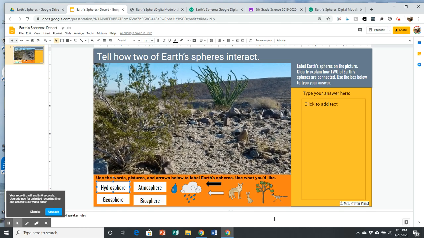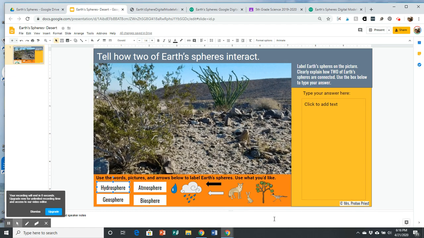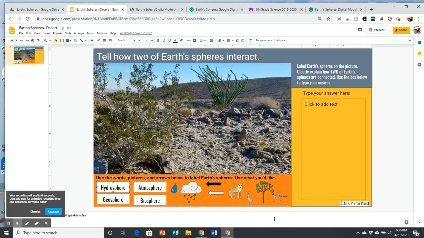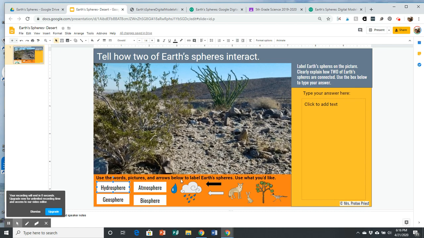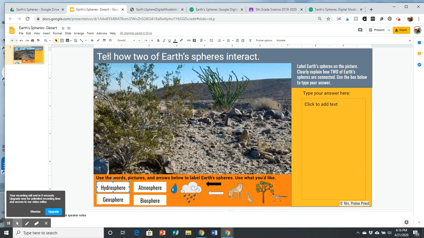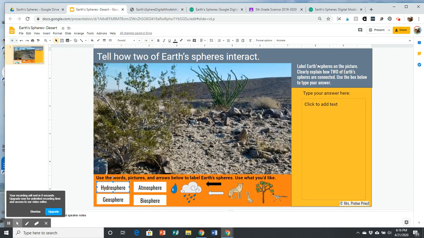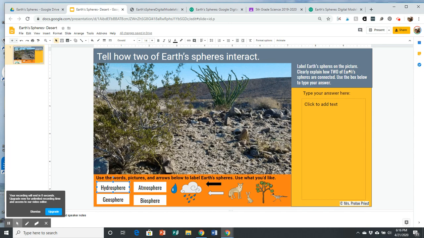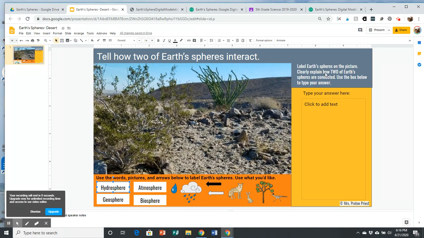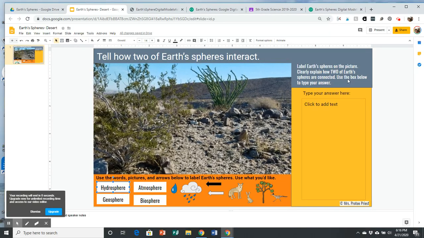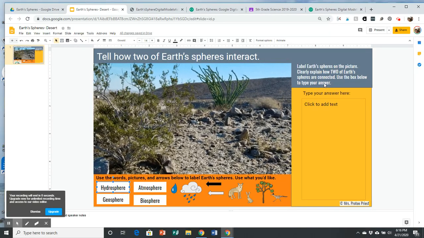Welcome. Today we're going to be talking about creating a digital model. And this digital model is about Earth's spheres. So there are 4 spheres that we're going to be talking about. And here it says, tell how 2 of Earth's spheres interact. And here it says, label Earth's spheres on the picture. We're going to label all 4. Clearly explain how 2 of Earth's spheres are connected. Use the box below to type your answer.